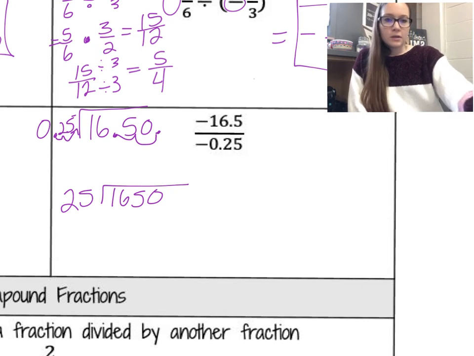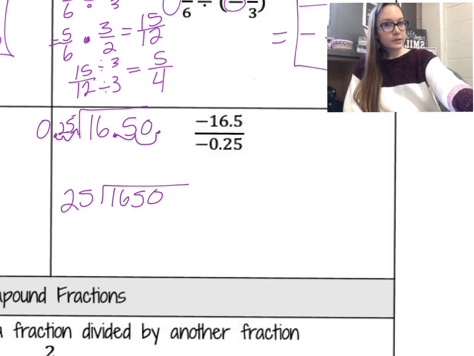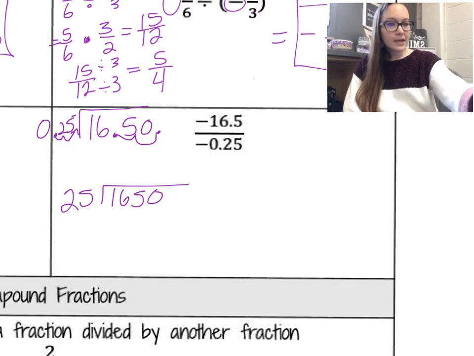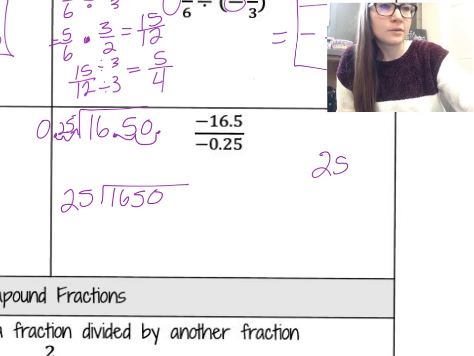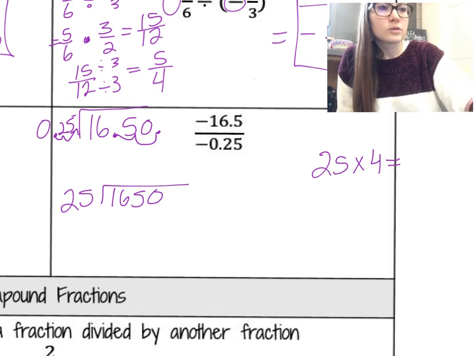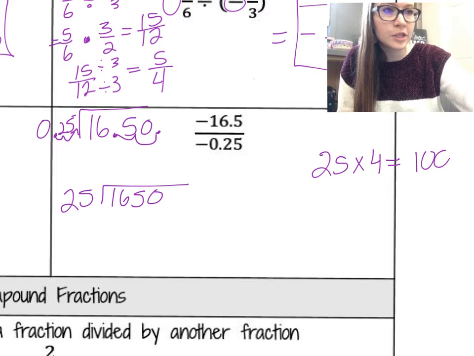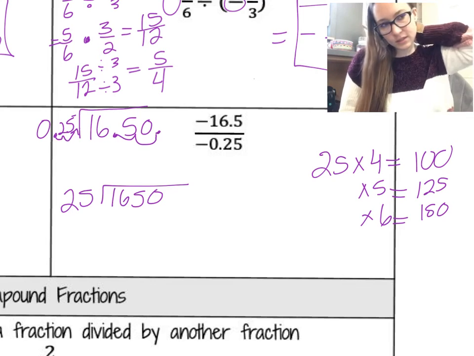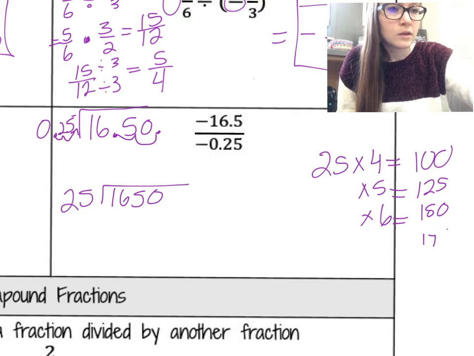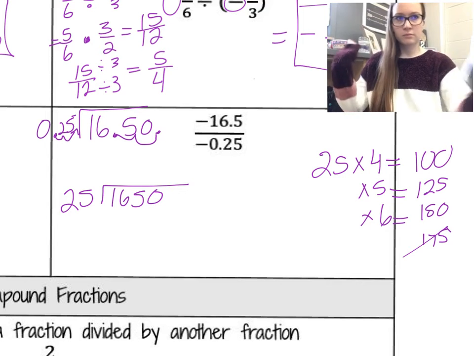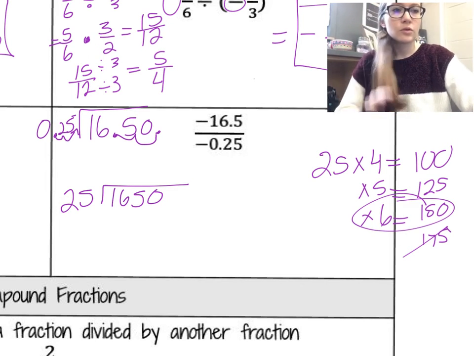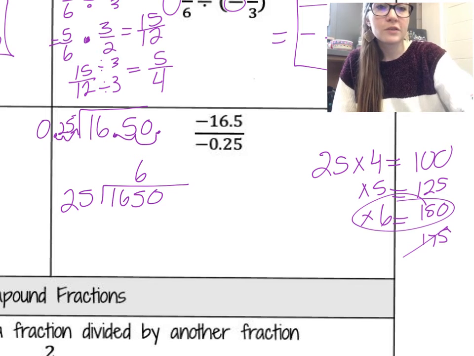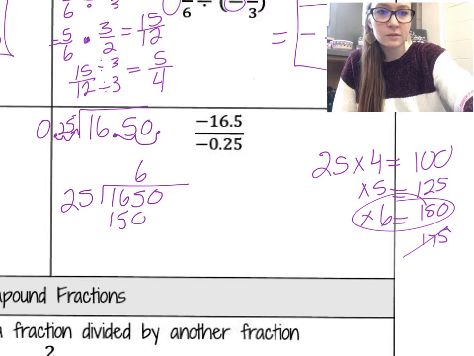Okay. So 25 does not go into 16. 25 can go into 165. So 25 times 4 is 100. If I added 25, that would be times 5 to get 125. 150 would be times 6. And then 175, oh, that's too big. Okay, so I'm going to go with times 6. So 25 times 6 is 150.